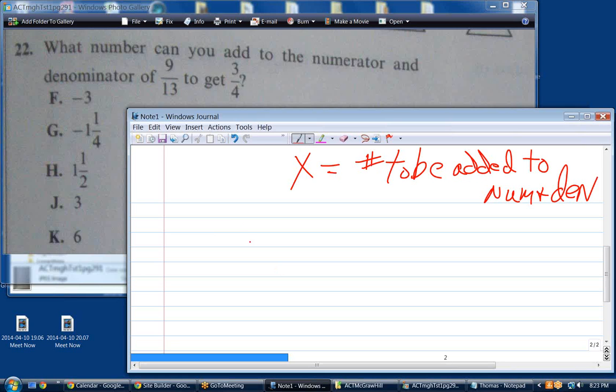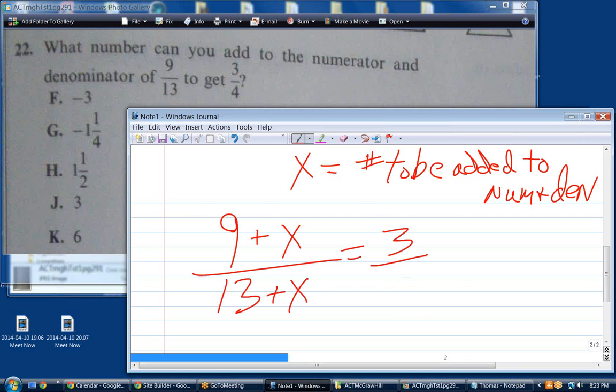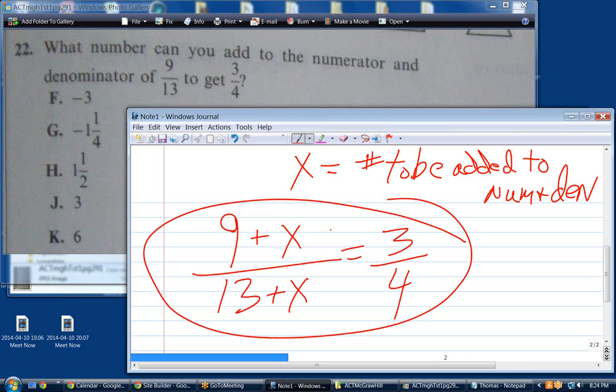What would the equation be? Well then, what you would do, 9/13 plus x equals... We're going to add it to the numerator and the denominator. Oh, 9 plus x, and then 13 plus x. There you go. Equals 3/4. Exactly. Now there's an equation with only one variable.